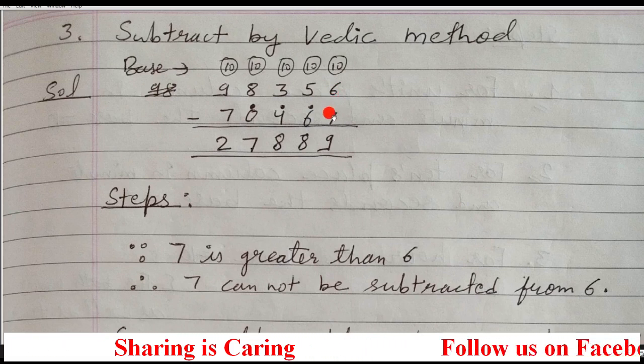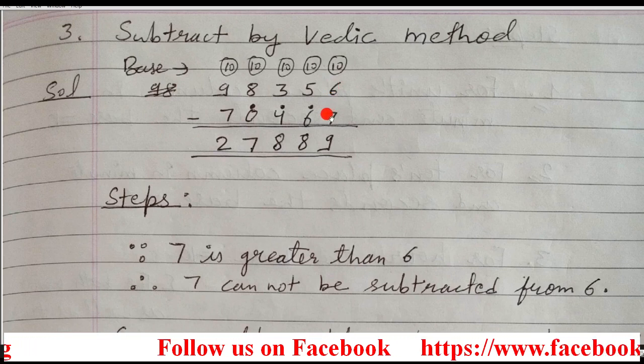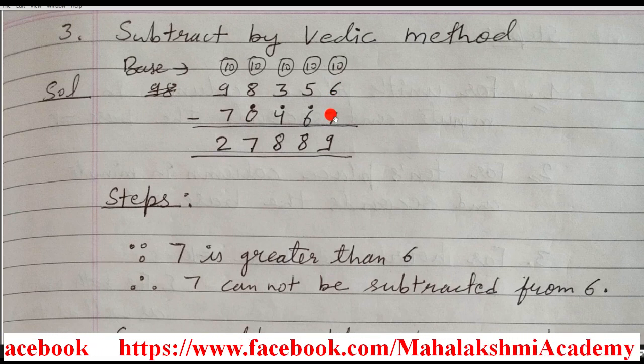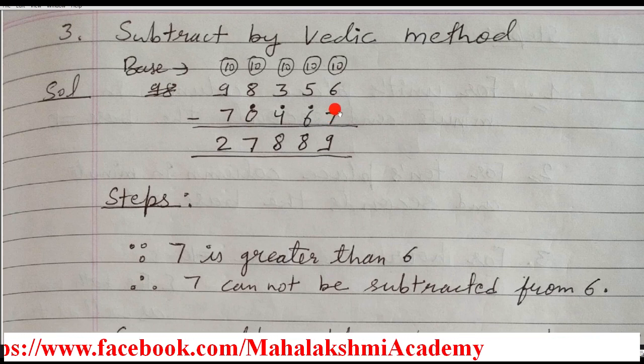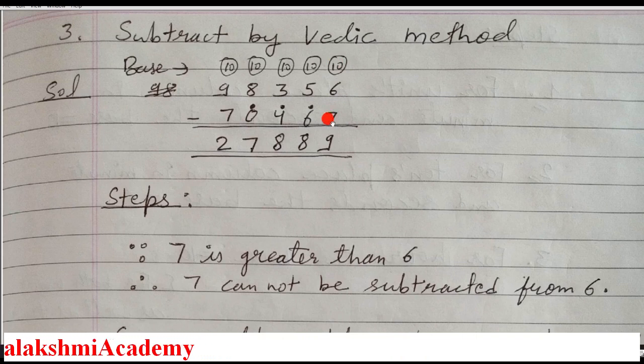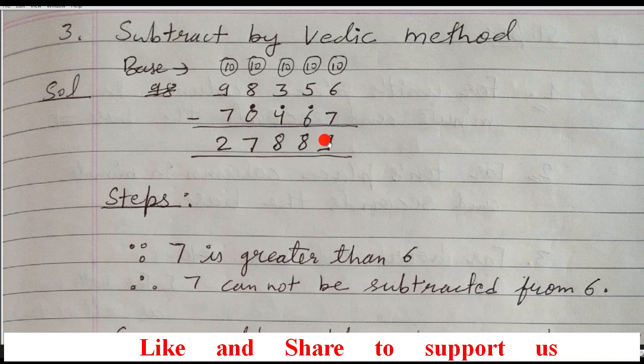But since 7 is greater than 6, you can't subtract 7 directly from 6. So we have to find its complementary number. To find the complementary number, you subtract this 7 from 10. That means we think what to add to 7 to get 10. The answer is 3. So 3 is the complementary digit of 7. You have to add the 3 to 6, so the answer will be 9.